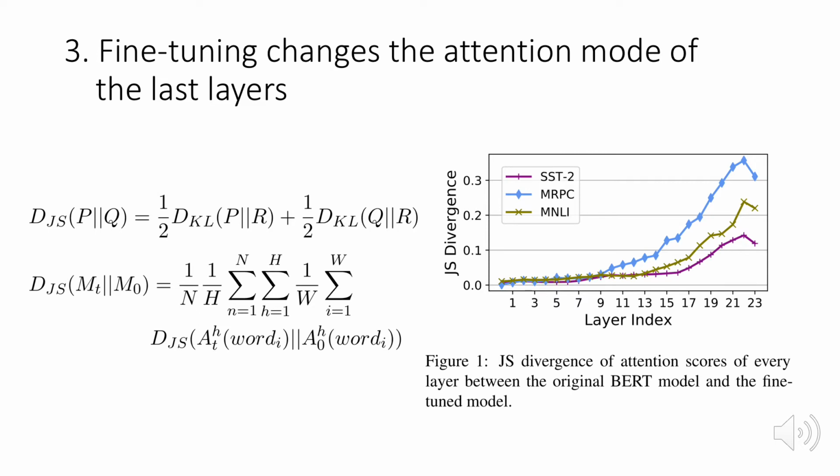for every layer. From Figure 1, we observe the attention mode in lower layers and intermediate layers do not change seriously, while the attention mode of last layers changes drastically. It indicates that the fine-tuning procedure has the ability to keep the attention mode of low layers consistent with the original BERT model, and changes the attention mode of the last layers to adapt BERT on specific tasks.